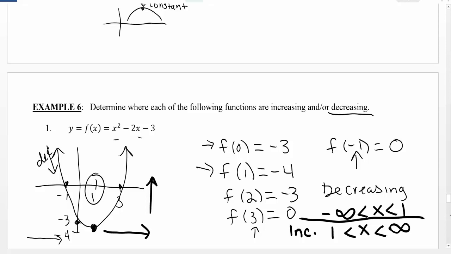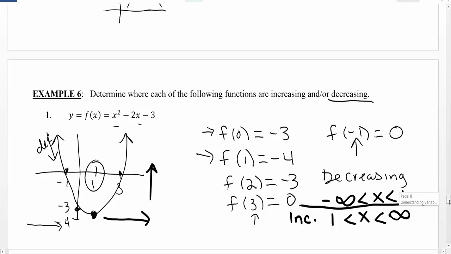I want you to notice that I use strictly less than and greater than signs and not equal to. Remember, we talked about how we use strict inequality signs with our infinities. We never use the equal to with infinities. And at 1, at that point, we're constant, which means that at 1, we're not increasing or decreasing, so we don't include it in either of our intervals. So now, let's go ahead and take a look at this on a table.